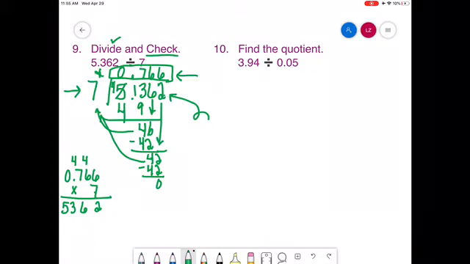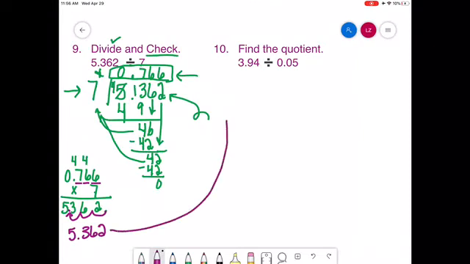Now, with multiplication of decimals, you do it just as normal, but then you go back and you say, how many decimal places do I need to move my decimal over? 1, 2, 3. The decimal point currently in our answer is right here, right? Because it's a whole number. So we need to move it over 1, 2, 3 spots to right here. So 5 and 362 thousandths. Does that match our dividend? Yes, it does. It's hard to tell, but it was 5.362. It matches. So you divided and you checked.